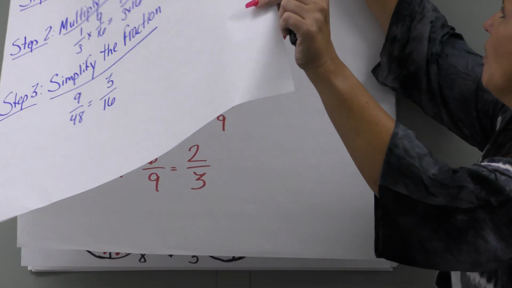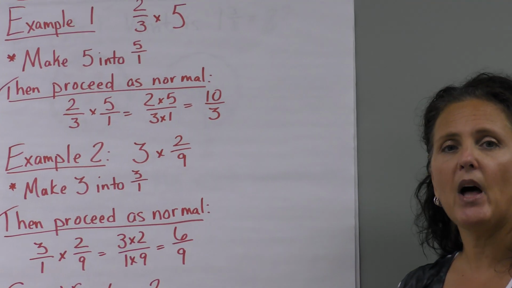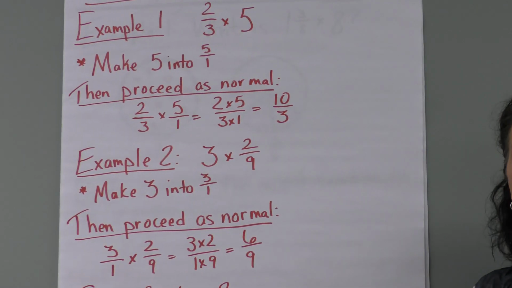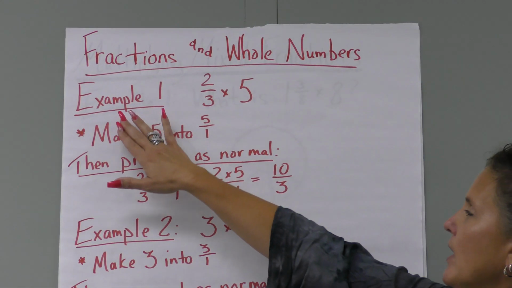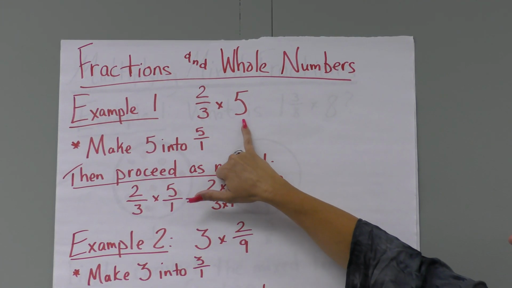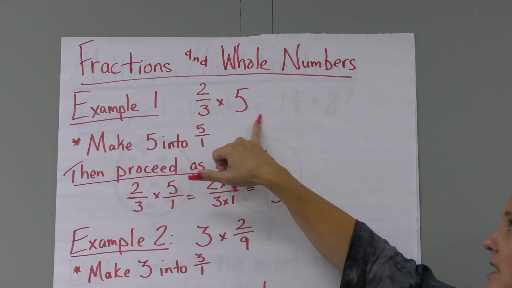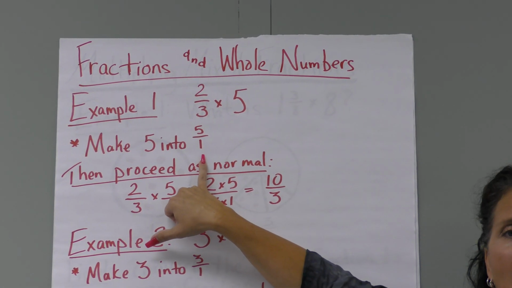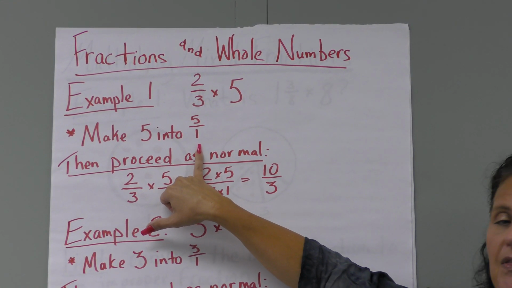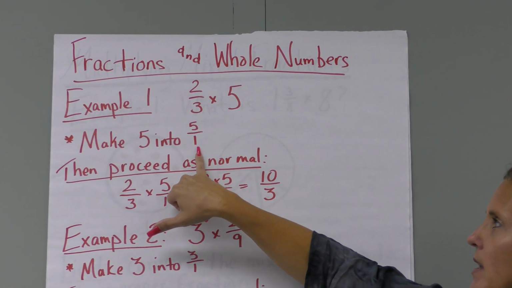All right, let's see what else we have here. What we also want to look at is fractions and whole numbers. Can we multiply a fraction by a whole number? Yeah, we can do that, but the first thing we have to do, if we have in our example number 1 under whole numbers, if we have 2/3 times 5, we have to change 5 into a fraction. So the easiest way to do that is just to put it over 1. Anything over 1 is that number. Even if we had 100, 1,000, 1,000,000, it would still be that same number. So 5 over 1 is equal to 5.